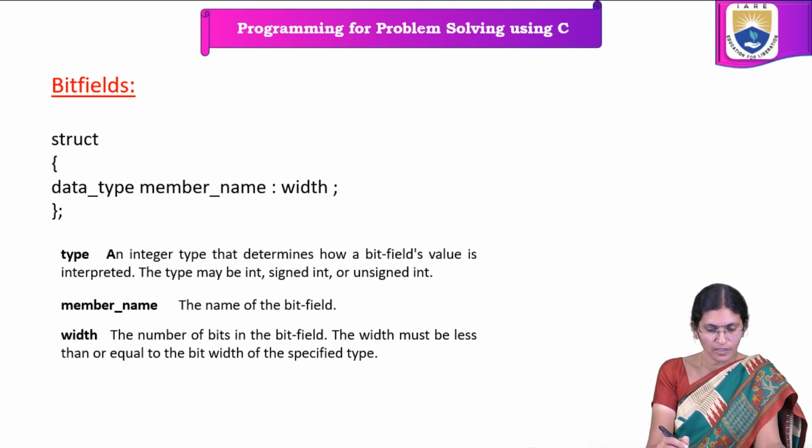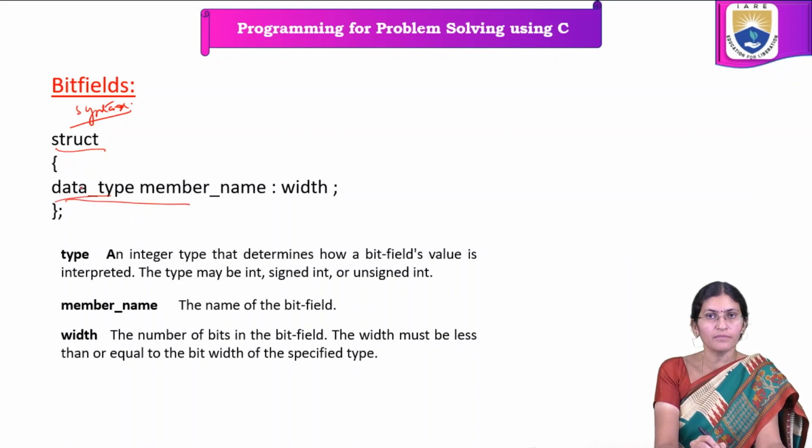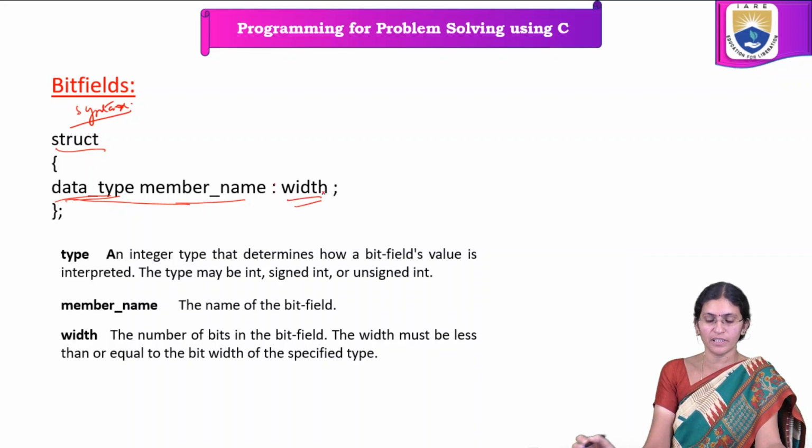The bitfield concept is used in structures or unions. For example, struct is the keyword. This is the syntax to declare a bitfield variable. Inside the curly braces, we need to specify the data type, followed by the member name. After the colon, we need to specify the width. At the end, we have to put a semicolon.